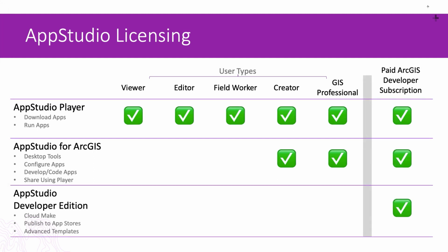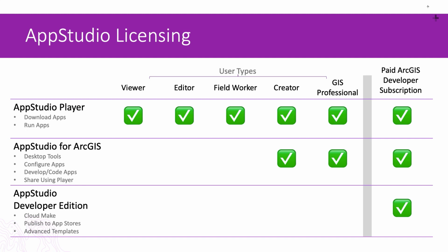The AppStudio Developer Edition license enables a few key capabilities. It gives you access to the Cloud Make service. This is a build service hosted in the cloud that allows you to create separate install executables for all the supported AppStudio platforms. With these executables, you can publish your apps to public app stores, such as the Google Play and Apple App Store, or distribute them throughout an enterprise using mobile deployment management systems.